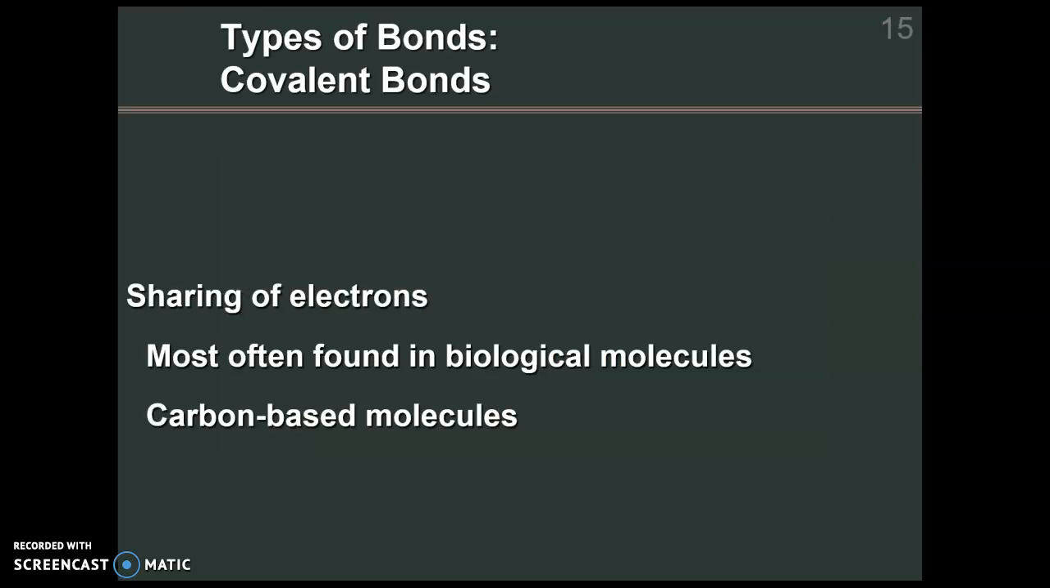Another type of bond is called a covalent bond, and that involves sharing of electrons. Now, covalent bonds are most often found in biological molecules, especially carbon-based molecules. Carbon has 4 outer electrons. When we look at the Bohr model, if you want to refer back to that slide, you can. Those 4 outer electrons will tend to be shared with other atoms to make covalent molecules.